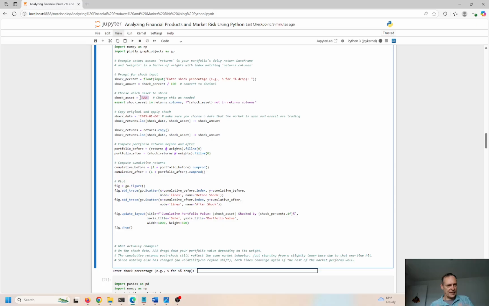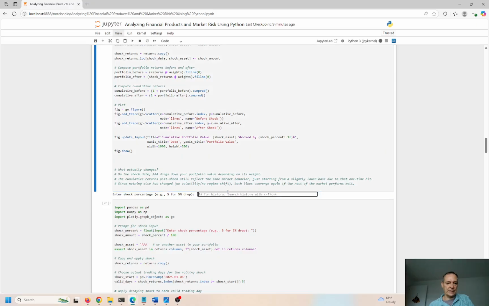It's not a AAA stock or whatever. But I'm going to change this, and this could be any ticker that you pick, or you can pick a series of tickers and a series of dates and add multiple shocks. I'm picking one ticker and one date at this point. Make sure that the date is a day that the market asset is trading. If we don't have a trading date, then this is going to crash.